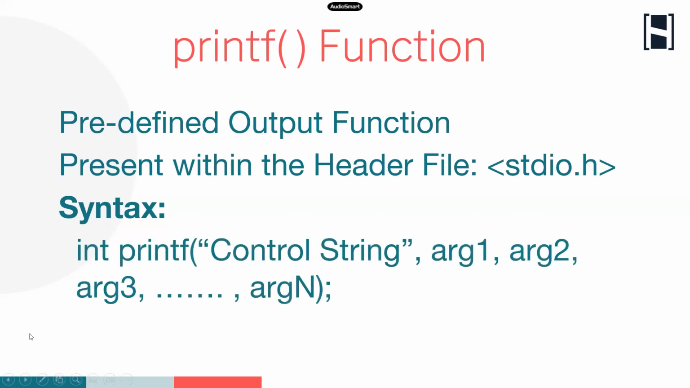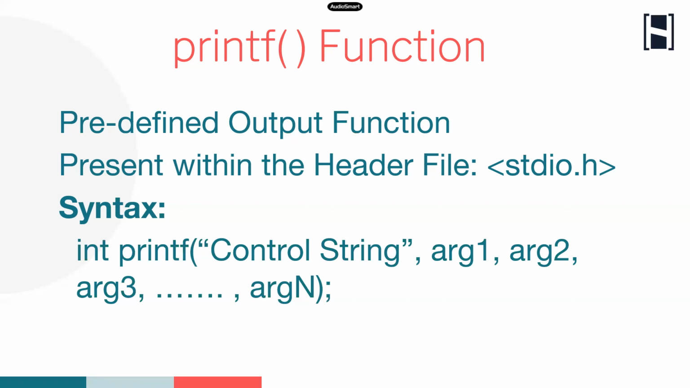The printf function, as I said, is a predefined function. We have not created the function. The function is already present and we are just going to make use of it. The first form of the printf function is: within the double quotes, we give something called a control string. A control string is nothing but the message that you want to be displayed in the output window. That is what you give within the double quotes, and we call it a control string.